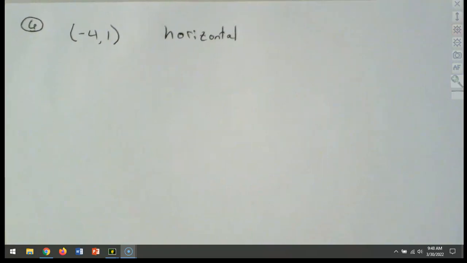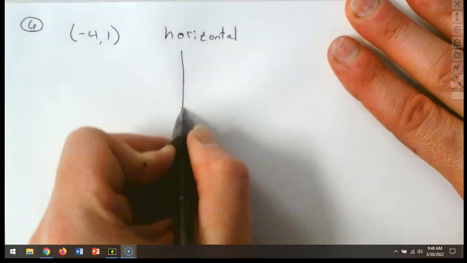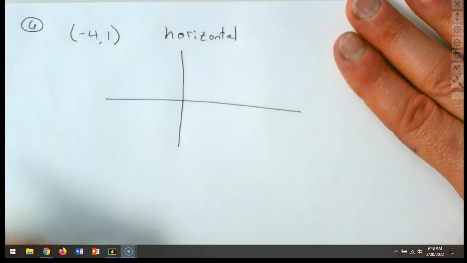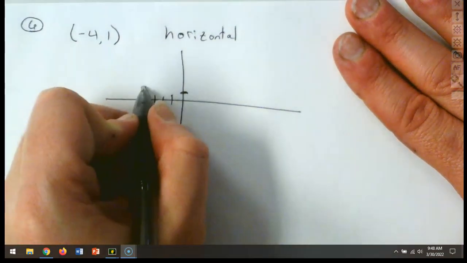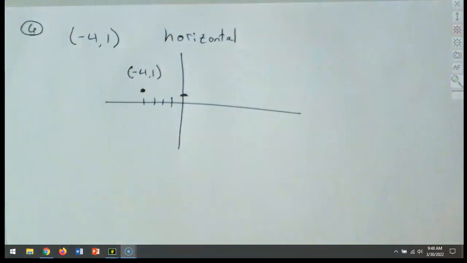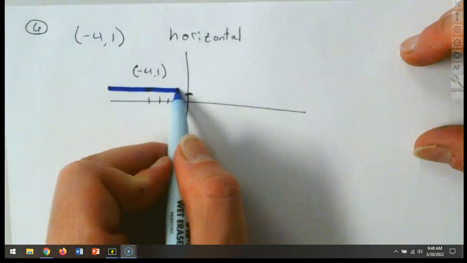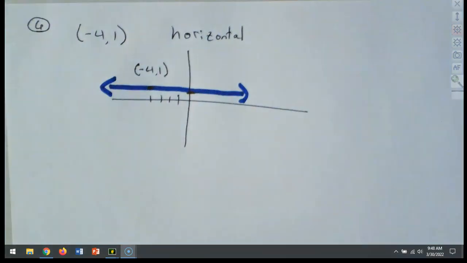Now, you can either look at it and remember that a horizontal line is a y line, right? Or you can graph it. I think it's easier to just plot the point, graph it, so you can see why it's a y line. So let's plot our point. -4, +1. -4, +1 is right here. We want it to be a horizontal line. And there it is.